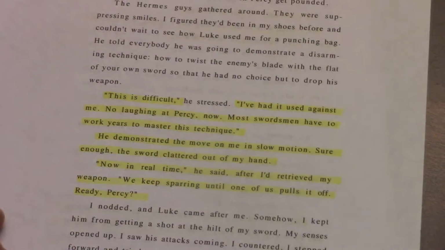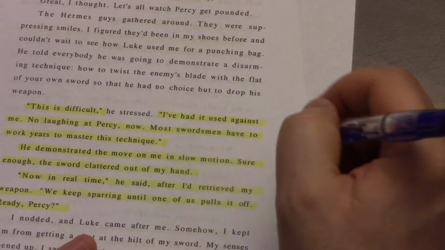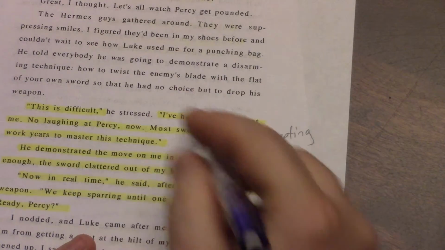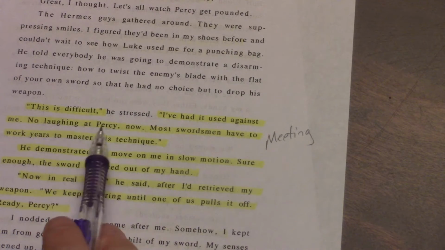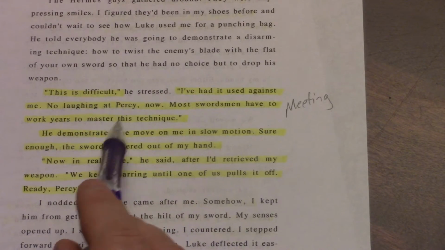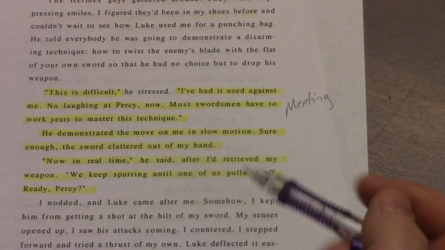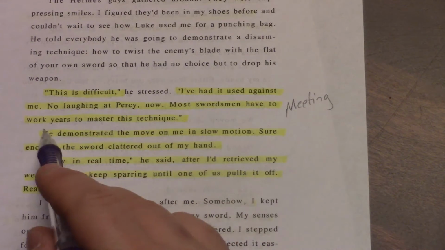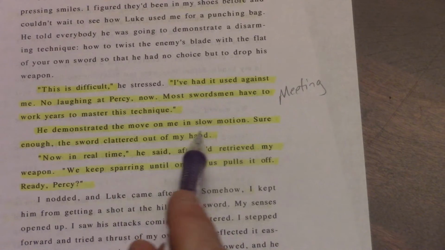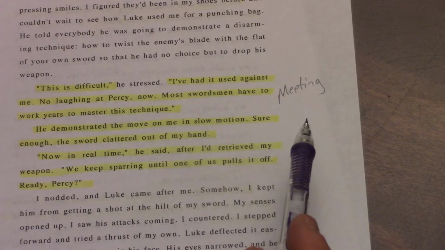And this part right here, I highlighted too for meeting with the mentor, where he says, this is difficult, I've had it used against me. No laughing at Percy now. So he is making Percy one of them then at Camp Half-Blood. "Most swordsmen have to work years to master this technique. He demonstrated the move on me in slow motion. Sure enough, the sword clattered out of my hand."